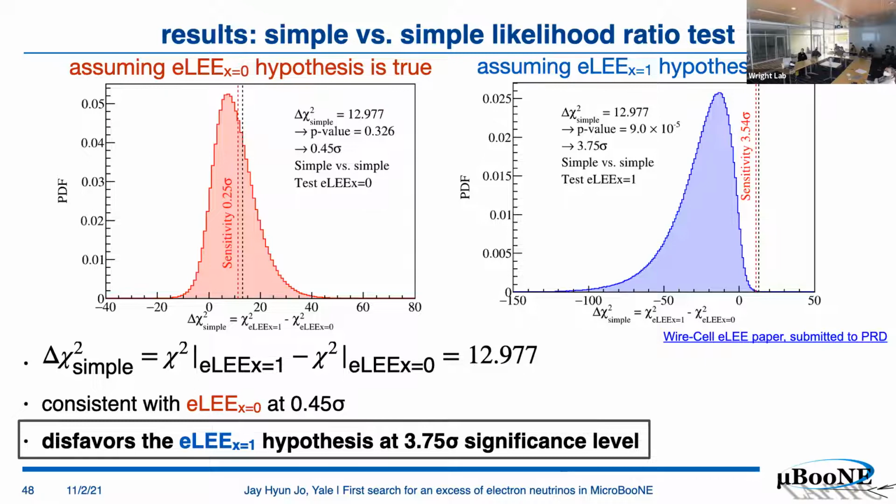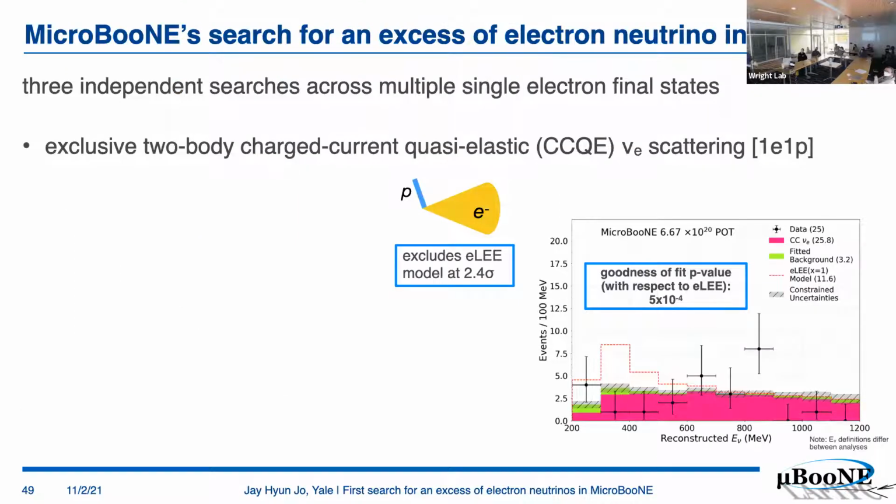Like I said, we now have this LE model and the nominal prediction. So we compare our data to the fit assuming that the no LE hypothesis is true or the LE hypothesis is true, and do a simple delta chi-square analysis. And with that, we found that our data agrees with the no LE hypothesis at 0.45 sigma, so very good agreement. And this also disfavors the LE hypothesis at the 3.75 sigma significance level. So that is the inclusive analysis.